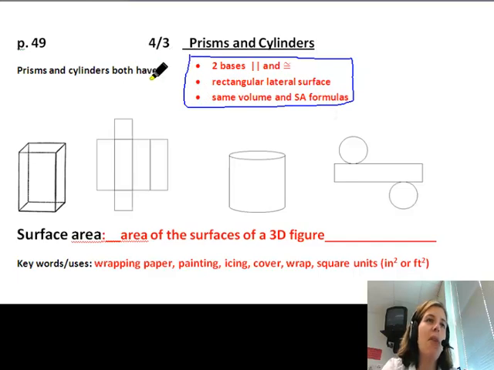Prisms and cylinders both have two bases that are parallel and congruent. So they're going to have two flat surfaces. The only difference is with the cylinder, that base is a circle, and with the prism, that face will be a polygon. But they both have parallel and congruent bases. They also both have a rectangular lateral surface, and let me show you what I mean by that.